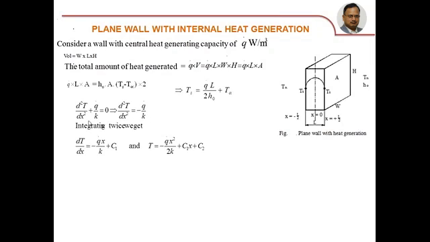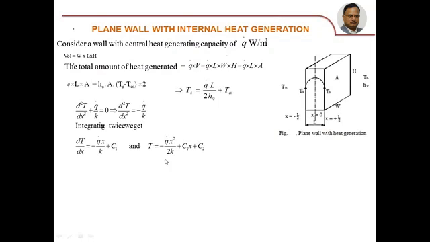Now the governing equation for conduction with internal heat generation is d square T by dx square plus Q dot by K equal to 0. One dimensional steady state conduction heat transfer through a slab with internal heat generation is d square T by dx square plus Q dot by K equal to 0. So that gives d square T by dx square equal to minus Q dot by K. Integrate once, you will get dT by dx is equal to minus Q dot by K into x plus C1. Again integrate, you will get T equal to minus Q dot x square by 2K plus C1 x plus C2.